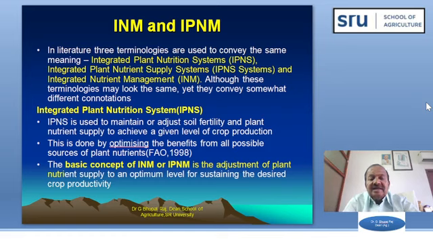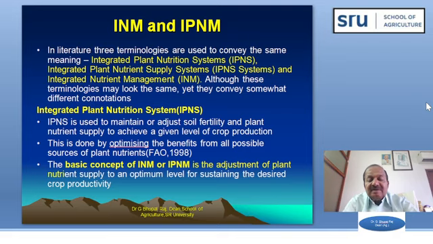In literature, there are three terminologies used to convey the same meaning. That is integrated plant nutrient system, that is IPNS, integrated plant nutrient supply system, that is also IPNS, and integrated nutrient management, that is INM. Although these terminologies may look the same, yet they convey somewhat different meanings. The integrated plant nutrient system is used to maintain or adjust soil fertility or plant nutrient supply to achieve a given level of crop production. This is done by optimizing the benefits from all possible sources of the plant nutrients.